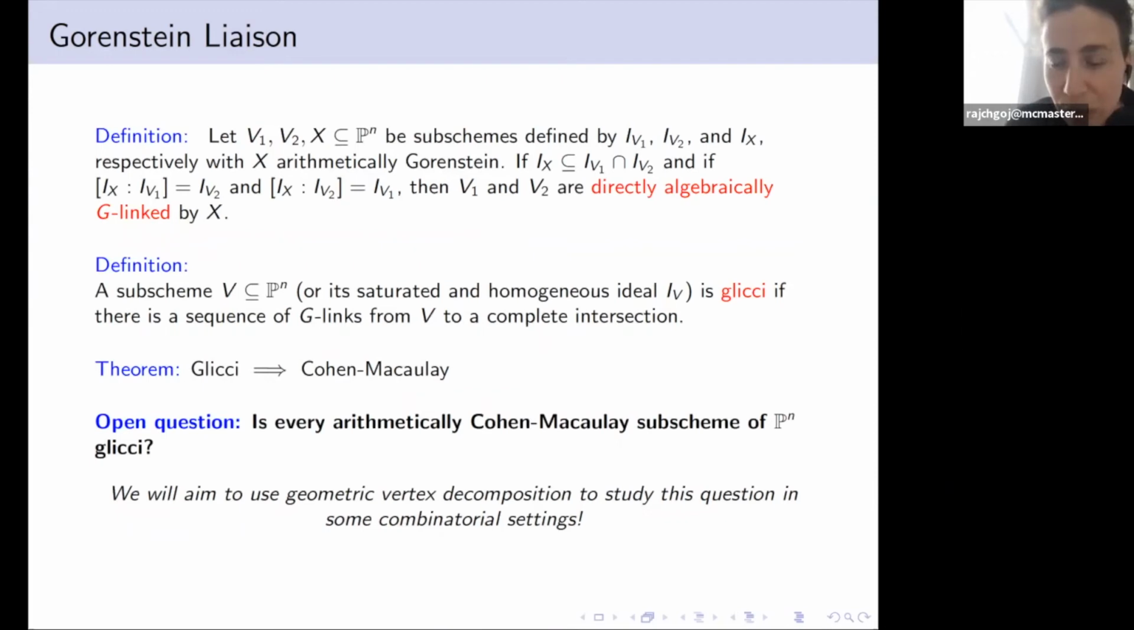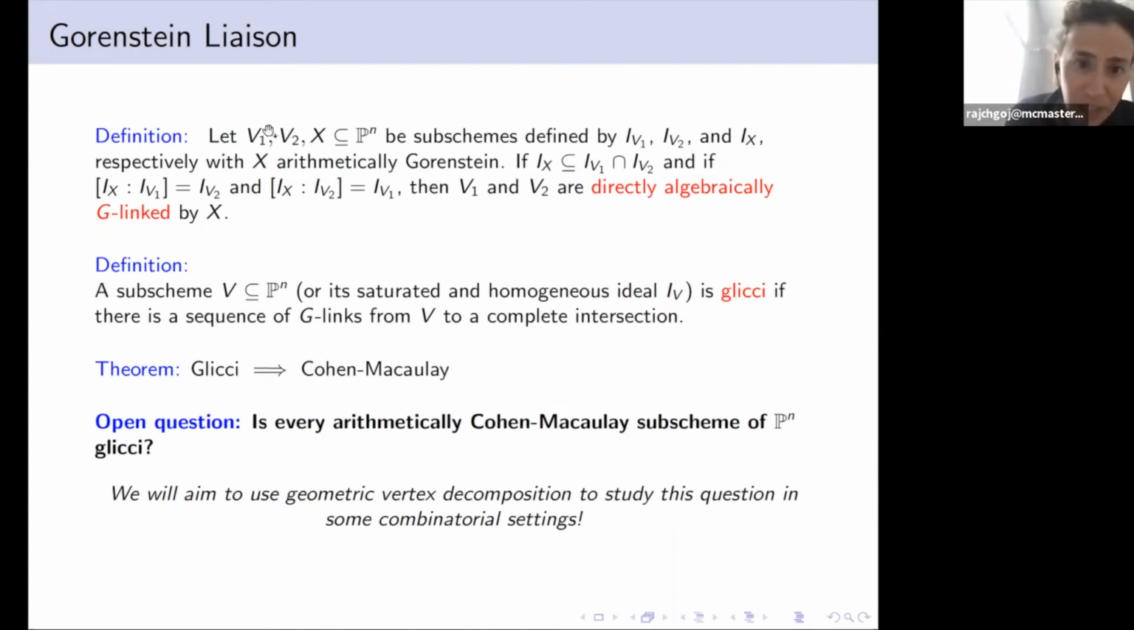Well, here's an algebraic version of what I just said. Let V1, V2, and X be subschemes defined by homogeneous saturated ideals, where X is Gorenstein. If I_X is contained in the intersection of I_V1 and I_V2, and if the colon ideals satisfy I_X colon I_V1 equals I_V2, and I_X colon I_V2 is I_V1, then we say that V1 and V2 are directly algebraically G-linked. Colon ideals are about taking the other components. So that's an algebraic analog of what I just said about looking at unions of subschemes.